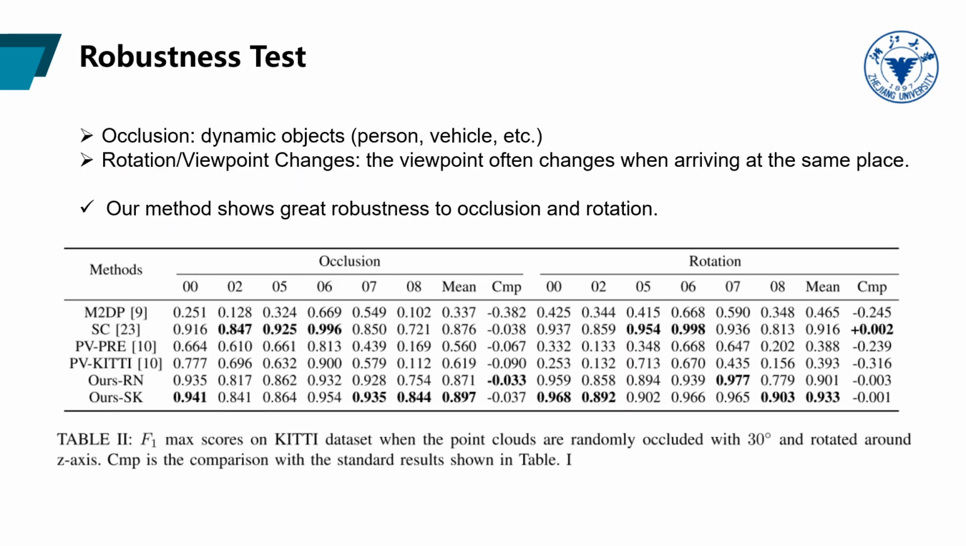We also test robustness to occlusion, viewpoint changes, and distance thresholds. In a real scenario, dynamic objects like persons and vehicles inevitably occur during long-term localization, which brings occlusion in later point clouds. For validation, we randomly select a certain angle in the azimuth and remove points within this area. In practice, the viewpoint often changes when arriving at the same place. Thus, it's crucial to handle the viewpoint changes. We randomly rotate the point cloud's heading, and the results are shown in the table. Our method shows great robustness to occlusion and rotation.